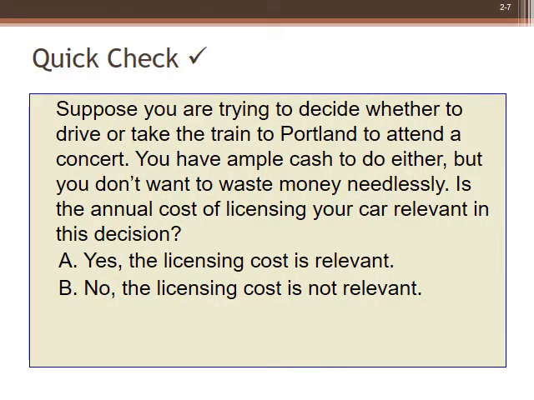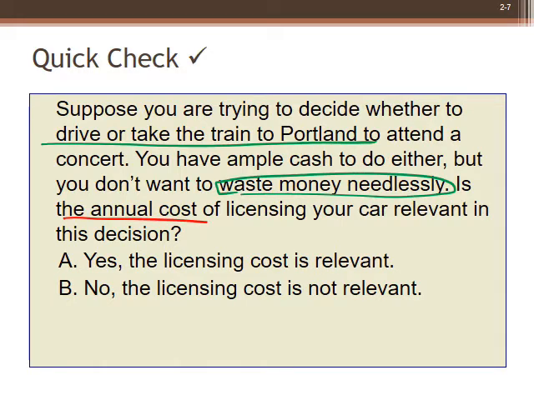Okay, now again a new quick check. Just pause the video, try to solve it by yourself, and then we're going to do it together. Okay, suppose you are trying to decide whether to drive or take the train to Portland to attend the concert, and you have ample cash and you don't want to waste the money needlessly. So is the annual cost of licensing your car relevant in the decision?